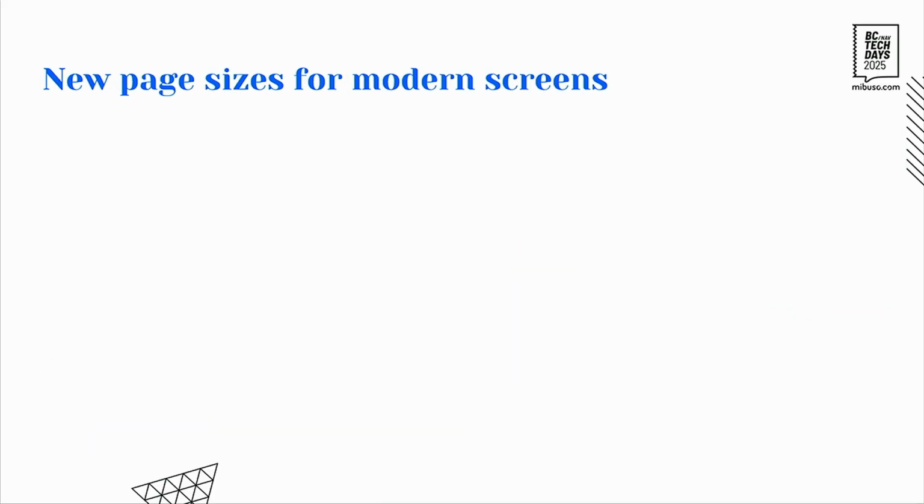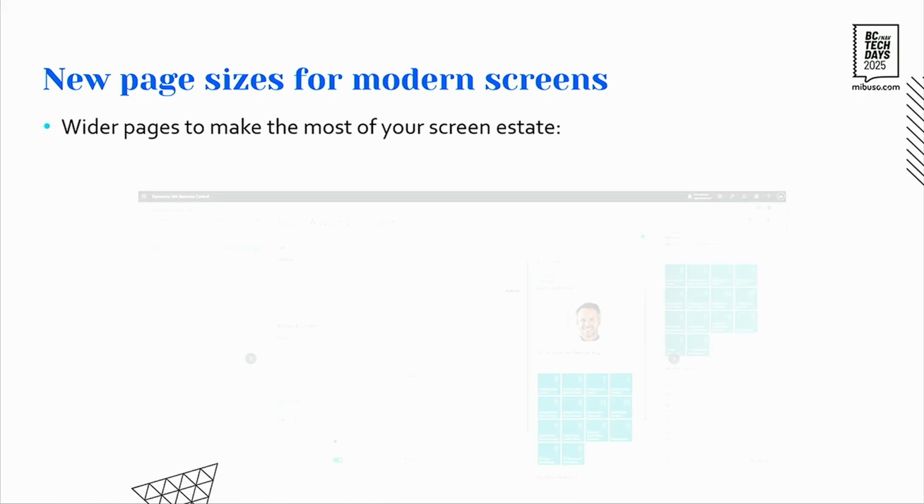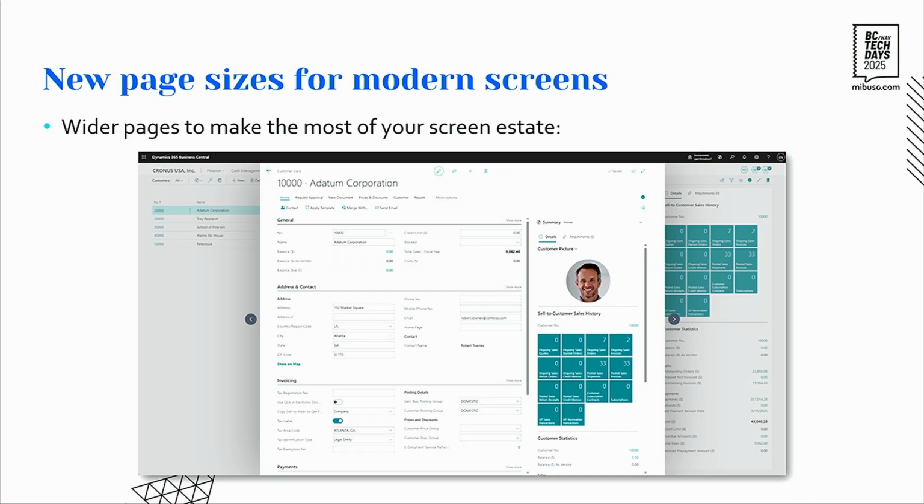Nice. The other one is new page sizes for modern screens. As telemetry tells us, as we also see, we are using bigger and wider monitors, and a guy in my team even has a monitor big enough that we all call it a TV. It literally is a TV. It is a TV. So we need to make the most out of it.